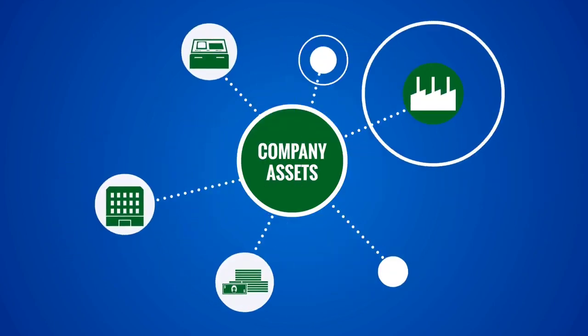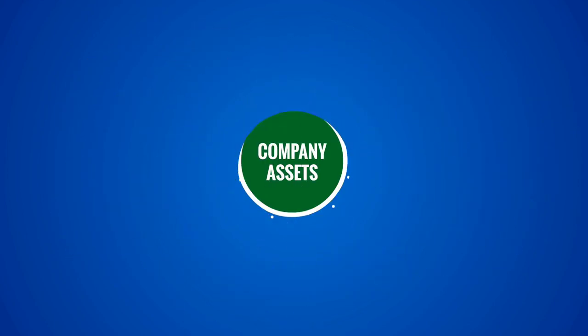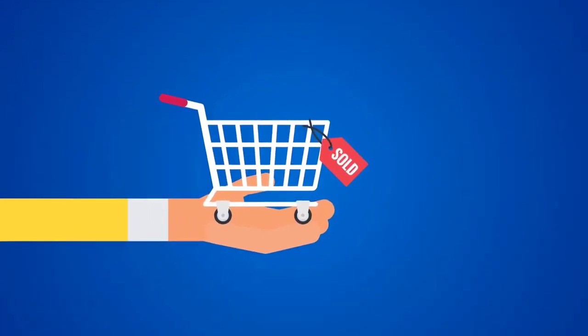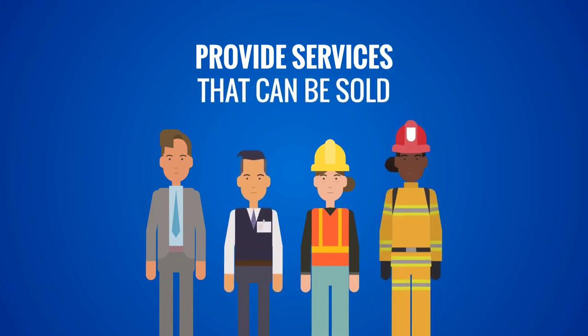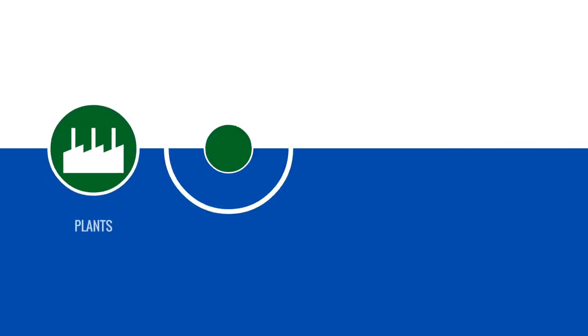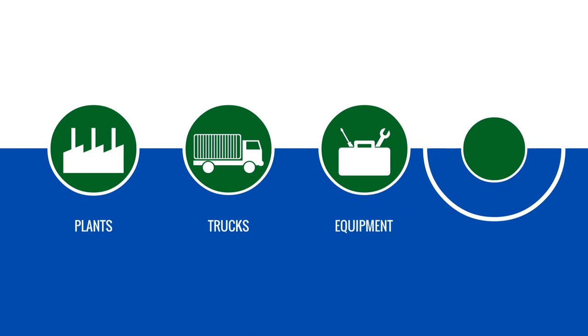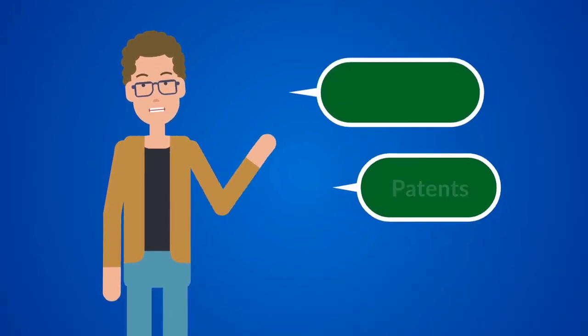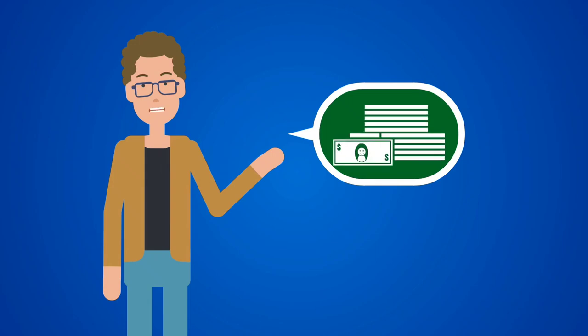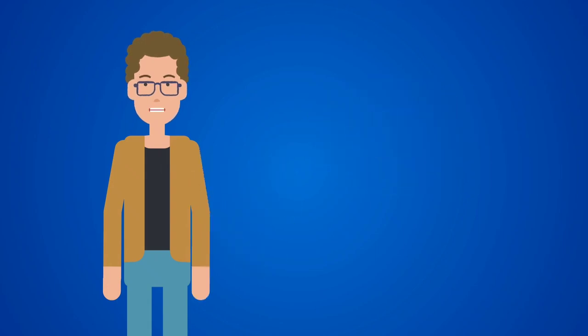Assets are things that a company owns that have value. This typically means that they can either be sold or used by the company to make products or provide services that can be sold. Assets include physical property such as plants, trucks, equipment, and inventory. It also includes things that can't be touched but nevertheless exist and have value, such as trademarks and patents. And cash itself is an asset. So are investments a company makes.